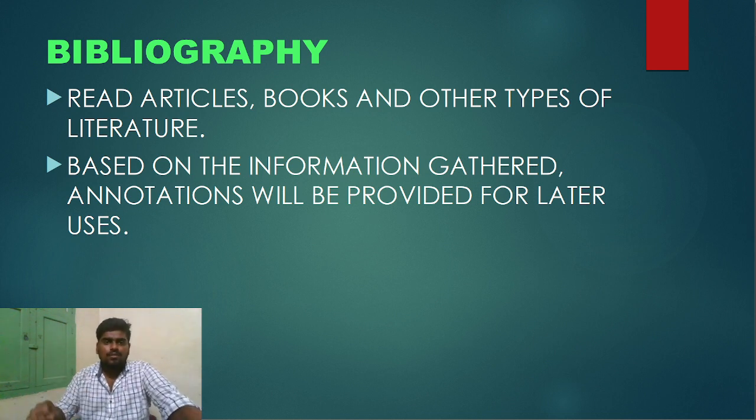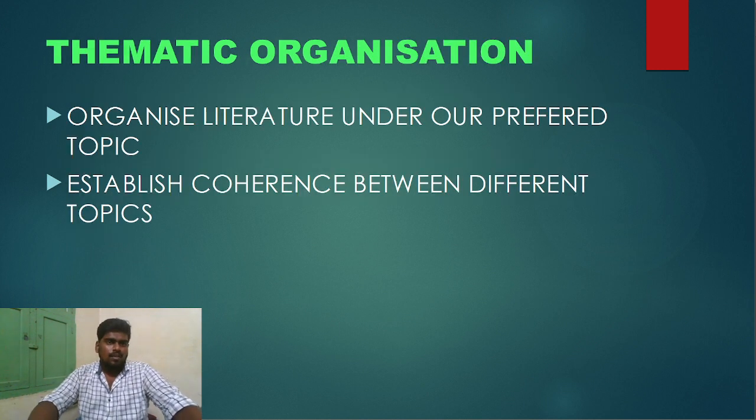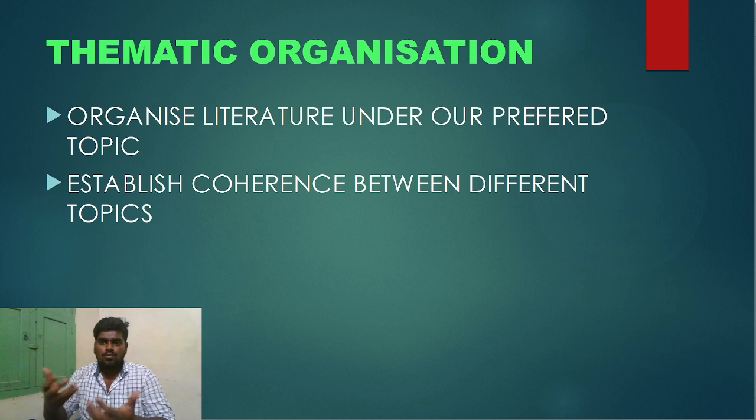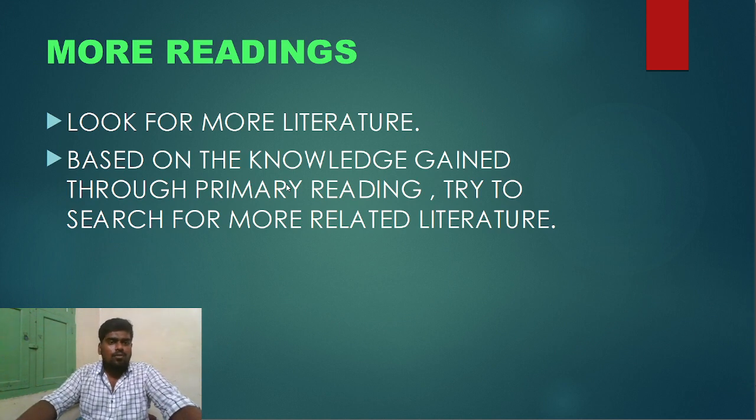So while writing our own paper, we can refer to all that information, and we can write our paper as strong as possible. And then thematic organization, which means we have to organize our literature under our preferred topics. In our research we have to choose different topics, and under each topic we have to organize the literature from the research journals that we studied before. So from there you take information and put it under our own topics, and then we have to establish coherence between the different topics, which is the relation between the topics.